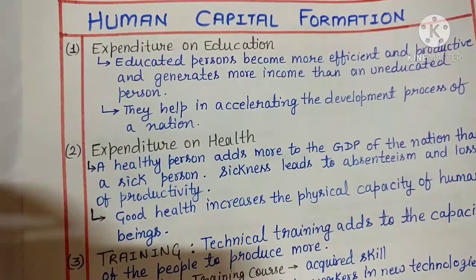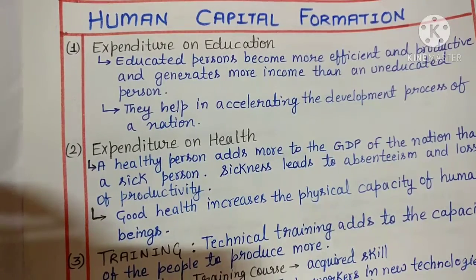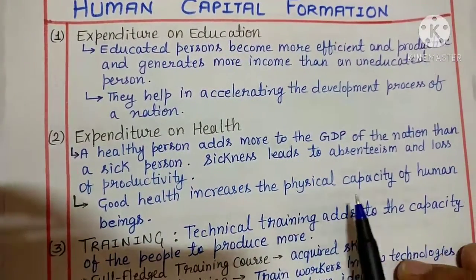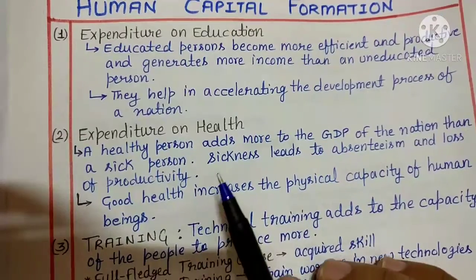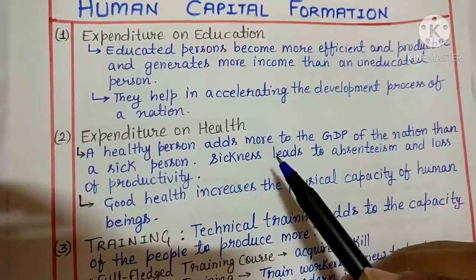Where 10 people are working today, only 9 people will work, so it will reduce the production capacity. So good health increases the physical capacity of a human being. That's why expenditure on health is also a good source of human capital formation.